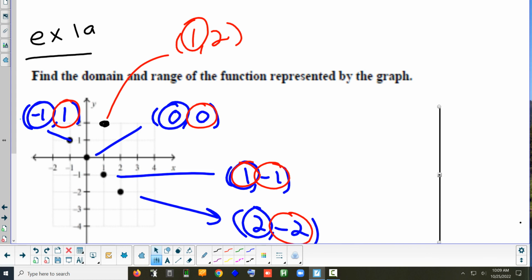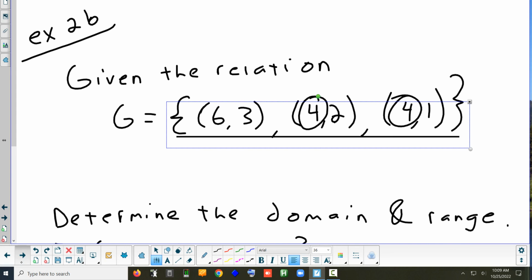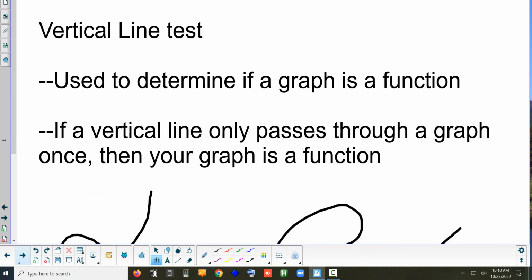So this idea of taking a vertical line and dragging it through your picture to see if it hits more than one dot at a time, that is called the vertical line test. So the vertical line test is used to figure out if something is a function. And it doesn't just have to be points that look like that. It can actually be a whole picture where all the dots are connected.